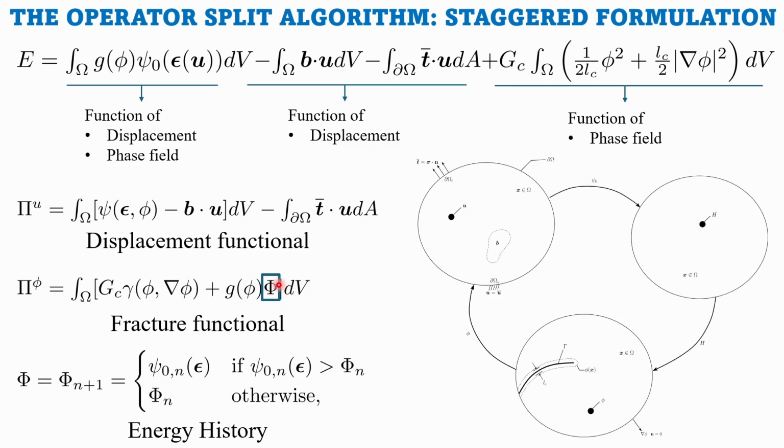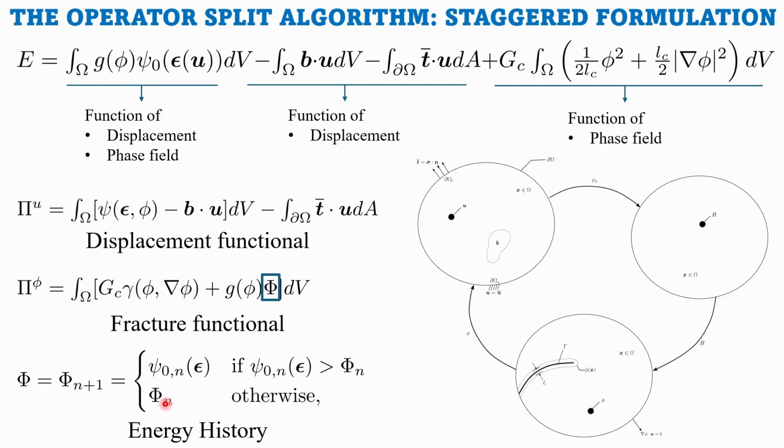So what is this capital phi? Capital phi is called the energy history, where it is essentially psi 0 at a previous time step if psi 0 is greater than capital phi at that time step.